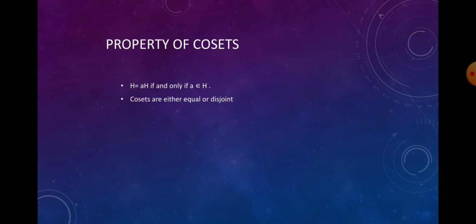Okay. Let us see the third property. The third property says that the cosets partition the group. That means if you collect all possible cosets, then the union of them will give you your group. Okay. The fourth and important one is that the cosets have equal cardinality. Meaning if one coset has cardinality 6, then the other cosets of it will have cardinality 6 only. Okay.